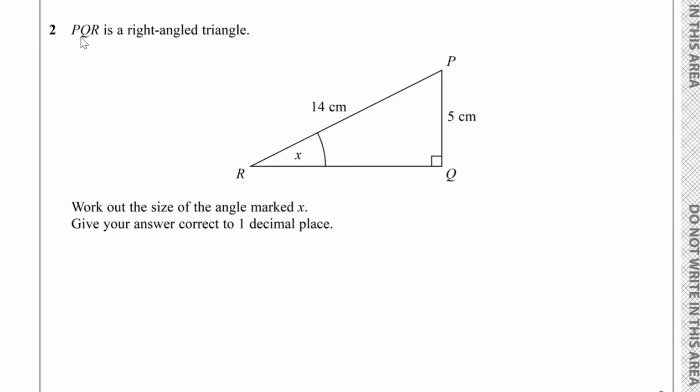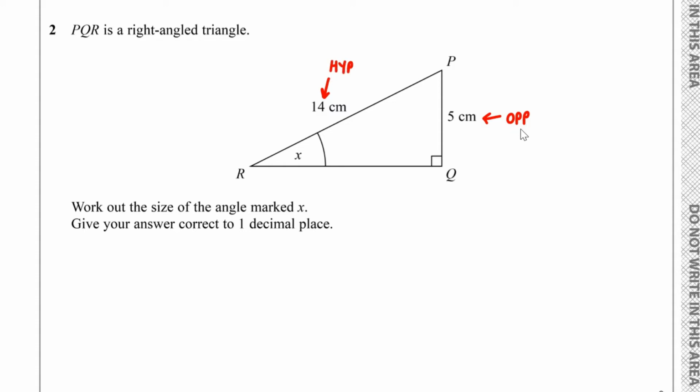Question 2. PQR is a right-angled triangle. That's what we see here. We have to work out the size of the angle marked x. Give your answer correct to 1 decimal place. Well, if we label our sides, here you can see PQ with length 5 centimeters represents the opposite, of course it's opposite the angle. And the longest side, PR, with length 14 centimeters, corresponds to the hypotenuse.